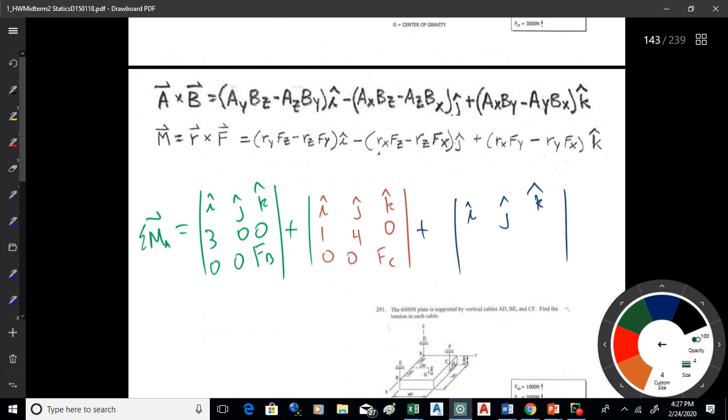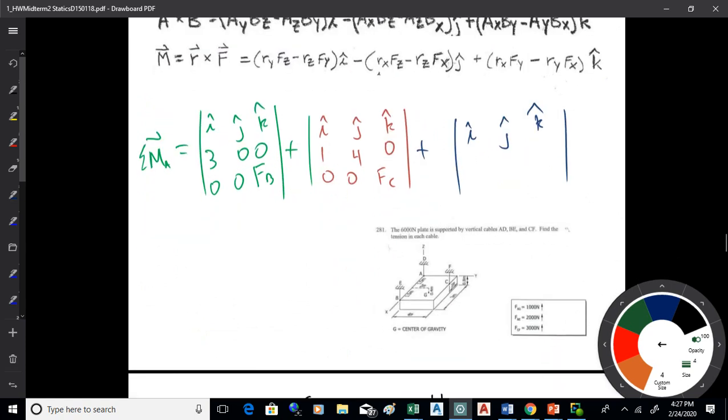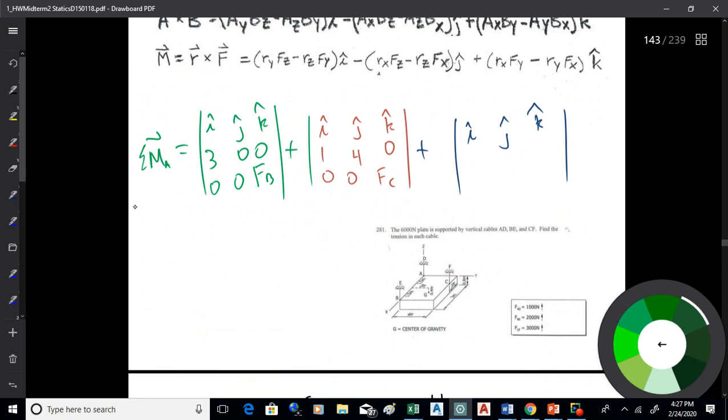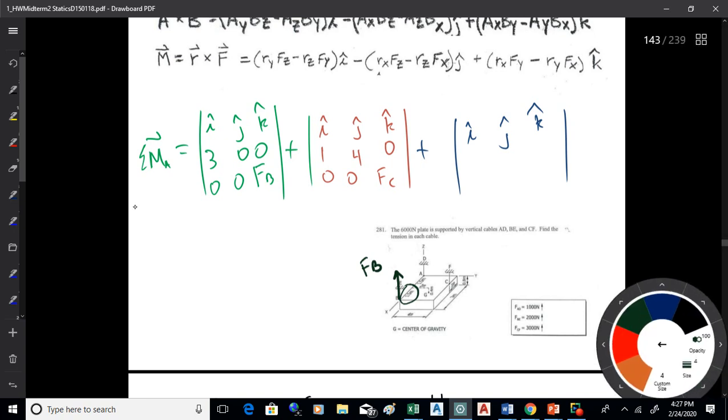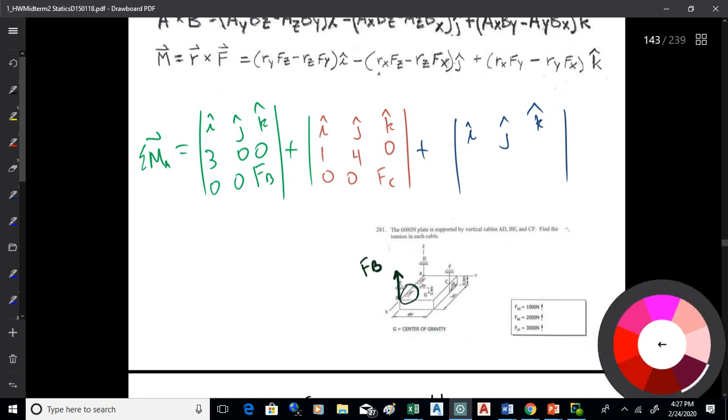So if you're going to do a vector approach, you're just going to sum up the vectors. There's 3 of them to sum up. For the first one, we're going to take a moment about A. That's where the origin is. That makes the moment arms easier to figure out. We're going to have FB right here. That has a moment arm of just 3 in the X. So that's why the R is 3, 0, 0. And then the force is 0, 0, FB. From there, you can go ahead and find the moment of FC.